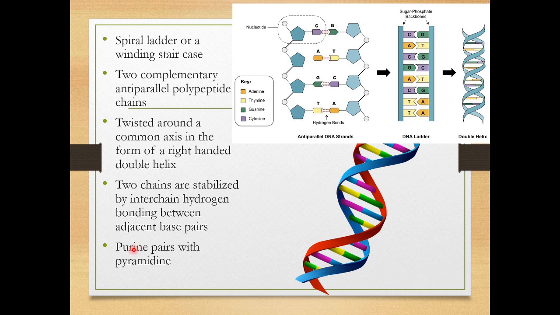In that, purine always pairs with pyrimidine. So this hydrogen bond between purine and pyrimidine gives the strength to the DNA structure.